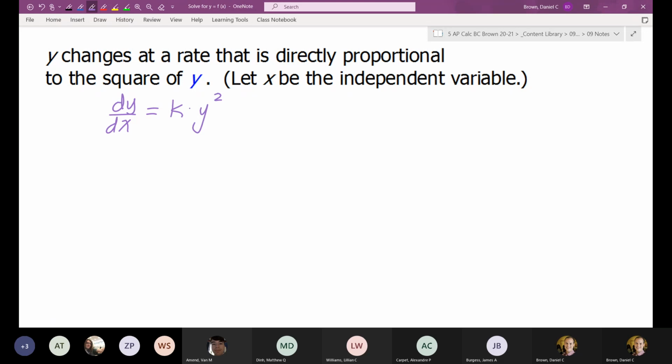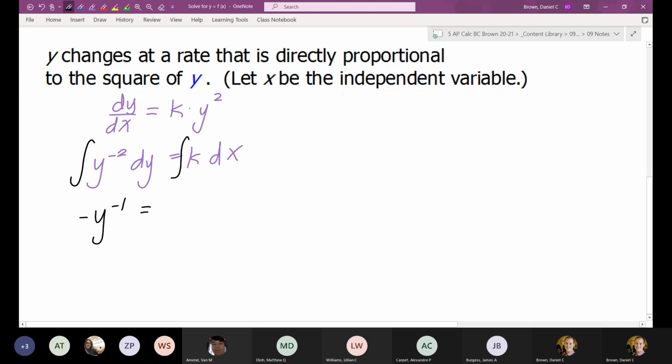Separating your variables, I'm going to move my y over to the left-hand side. And so that's going to become y to the negative 2 dy is equal to k dx. Integrating both sides, that's going to become negative 1 times y to the negative first. K is just a number, so what's the integral of k going to give you? Kx. And then, of course, don't forget your plus c. And then we're going to go ahead and solve it for y. So the integral of k becomes kx plus c.